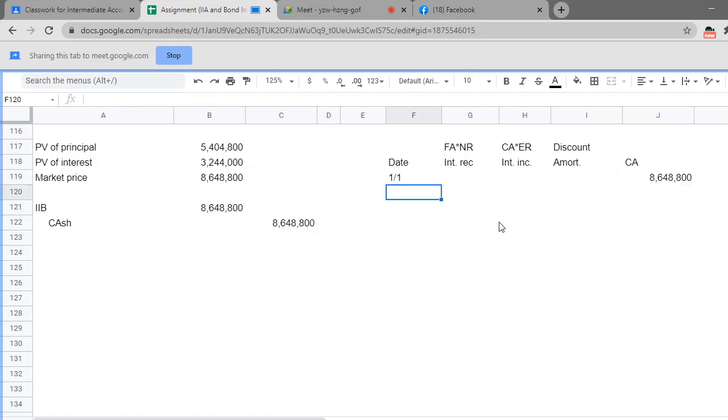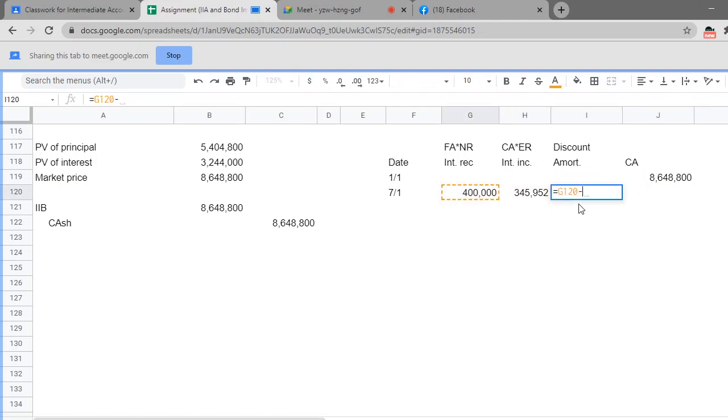And then, since we are using the semi-annual, then dapat semi-annual po atong date. So, that's 1-1, tapos July 1. Our interest received, how much is our face amount? That's 8 million. Semi-annual, so dapat 5% lang. Our interest income, that's carrying amount times effective rate nato is 8%. But since semi-annual, 4% lang sa.